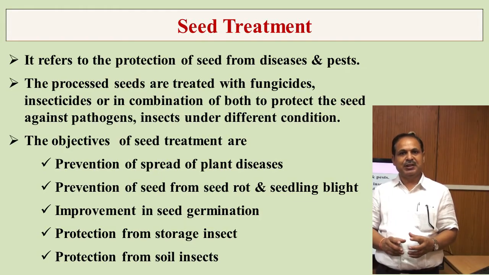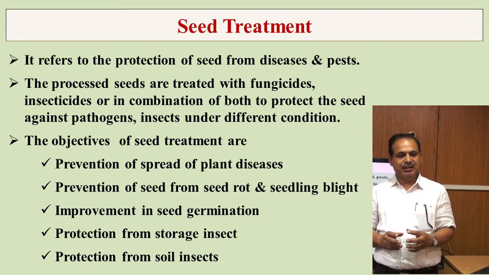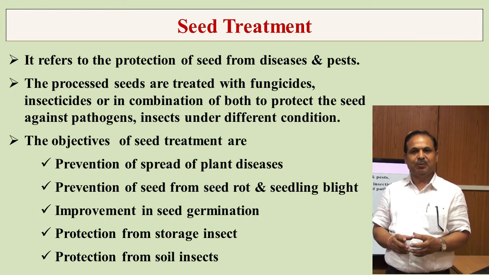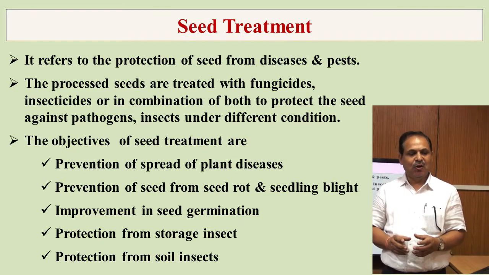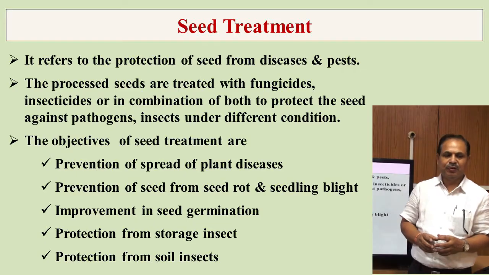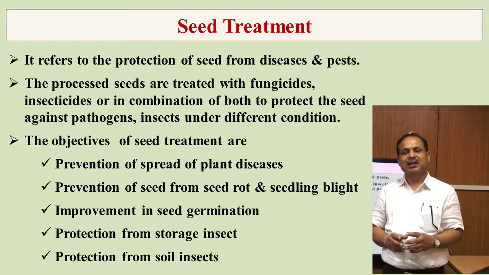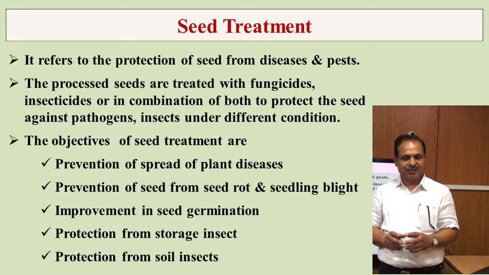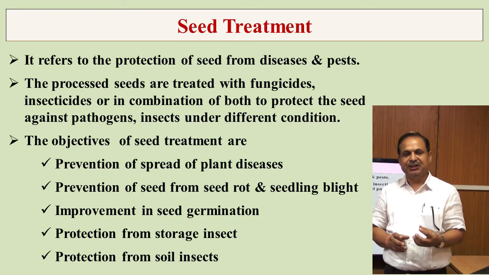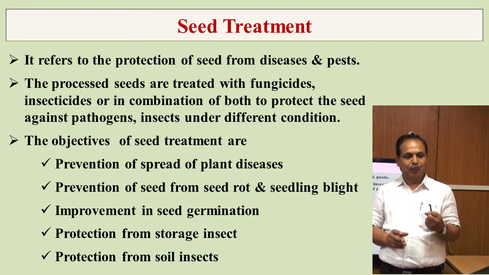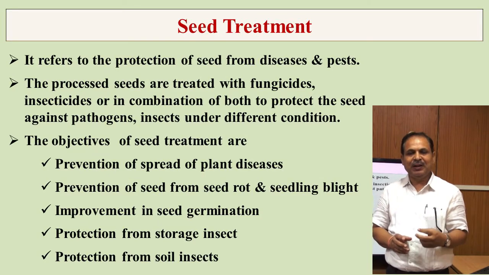Actually, after processing the seeds, seed is treated with either fungicides or insecticides or a combination of both for the protection of seed against pathogens, insects and other different conditions. The objective of seed treatment is, first, to prevent the spread of plant disease.